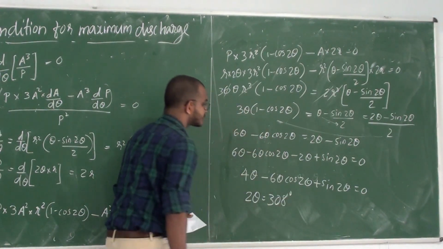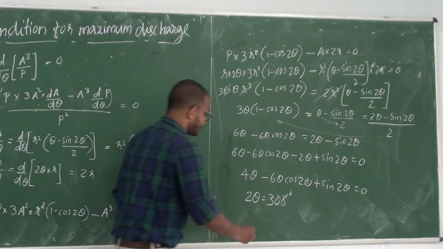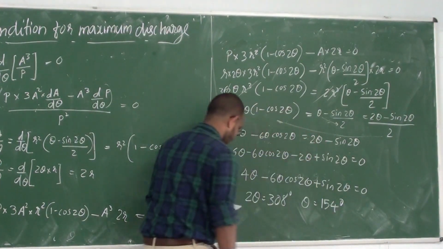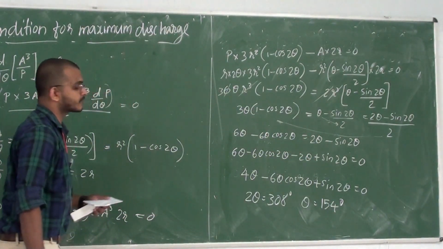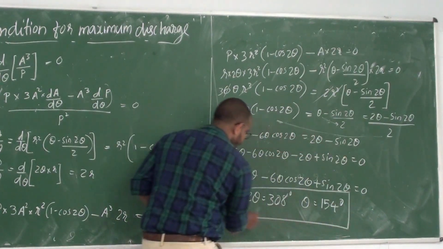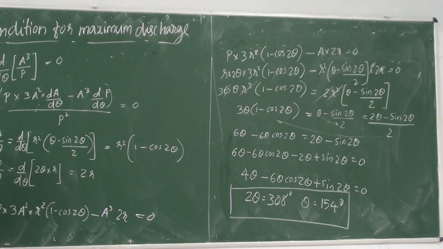We will get 2 theta equal to 308 degree. The solution to this equation is 2 theta equal to 308 degree. That means theta is equal to 154 degree. So this is the condition for maximum discharge through a circular channel. If 2 theta is equal to 308, that means if the angle subtended at the center by the free surface of water is 308 degree, then the discharge will be maximum.